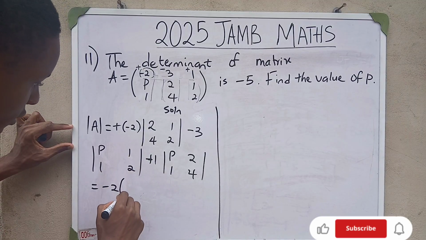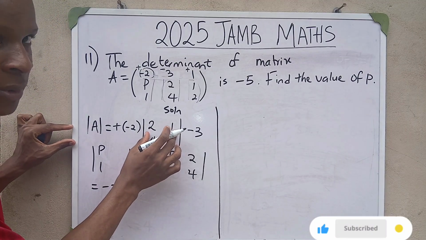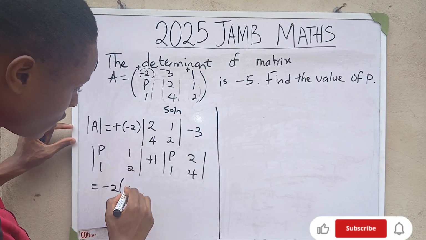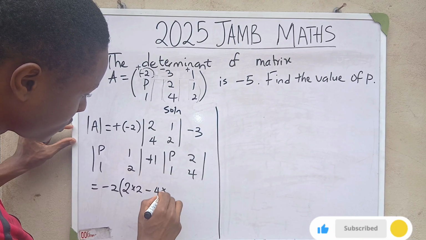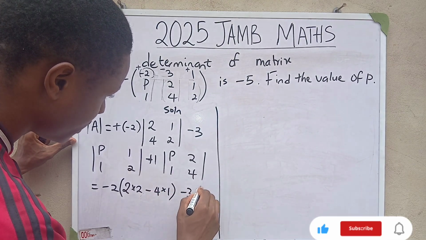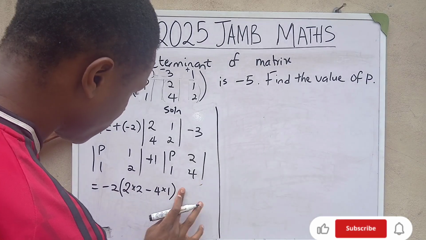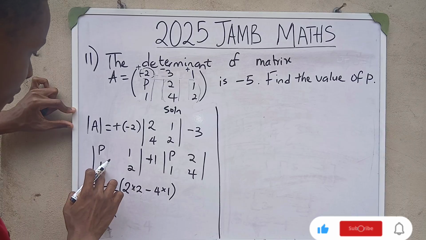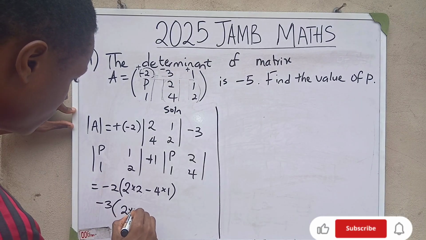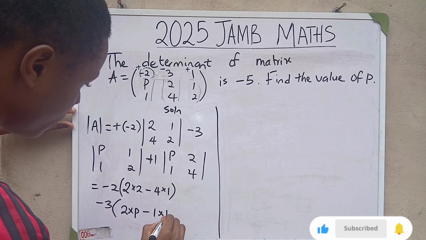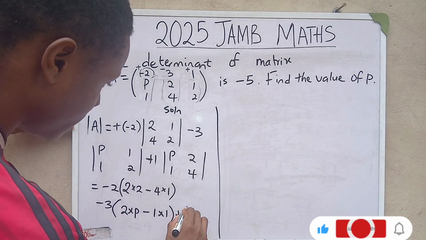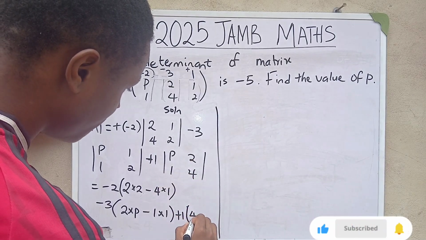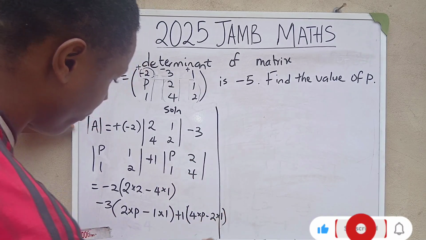So we have minus 2 into, now the determinant of this is now a 2 by 2 determinant. So the determinant of this is 2 times 2 minus 4 times 1, minus 3 into P times 2 minus 1 times 1, so P times 2 minus 1 times 1, plus 1 into P times 4 minus 2 times 1. So 4 times P minus 2 times 1.